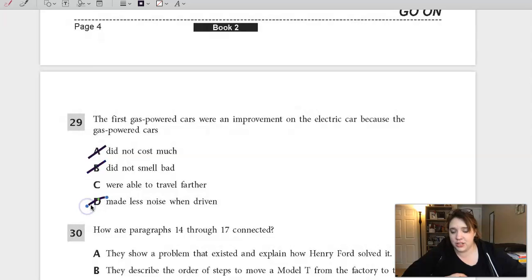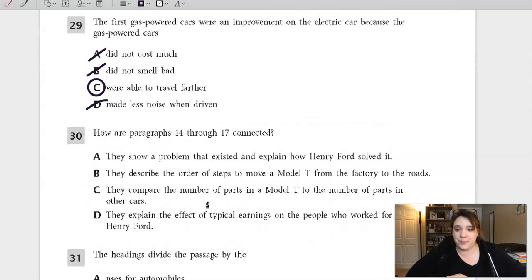So this one actually became a pretty simple one. And now we went back and we looked and we said they were able to travel farther. So that one kind of answered itself pretty quickly. And that one is C. They were able to travel farther.